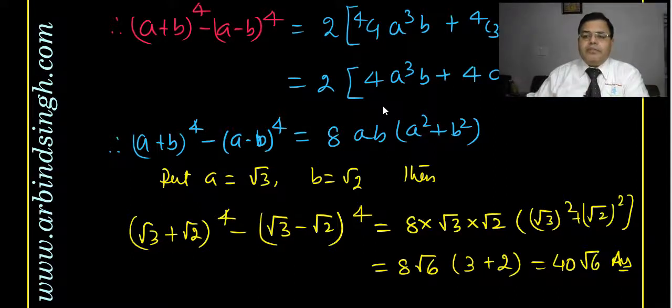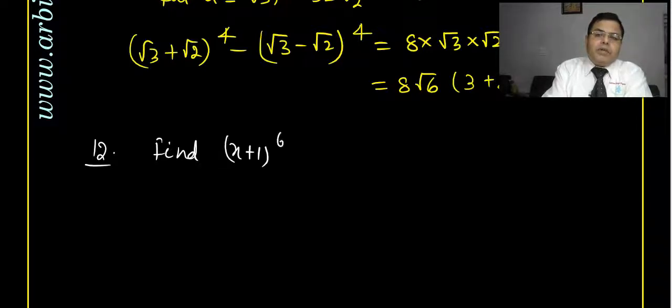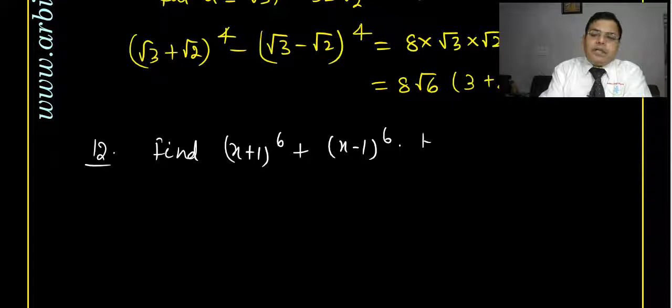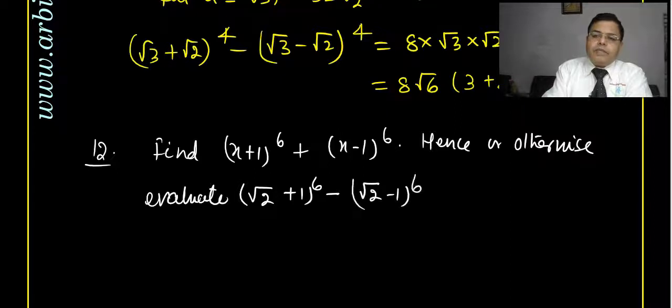So I hope you got it right now. The next question is of a similar type. Let us solve question number 12. It is given: find (x + 1)^6 + (x − 1)^6, and hence or otherwise evaluate (√2 + 1)^6 − (√2 − 1)^6.